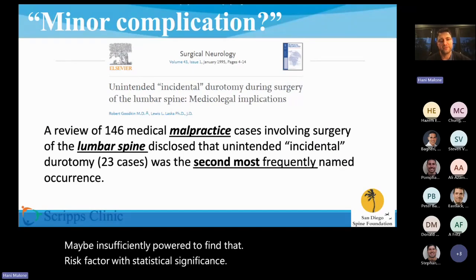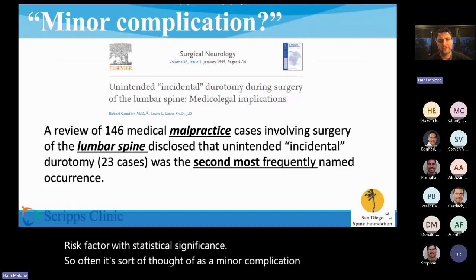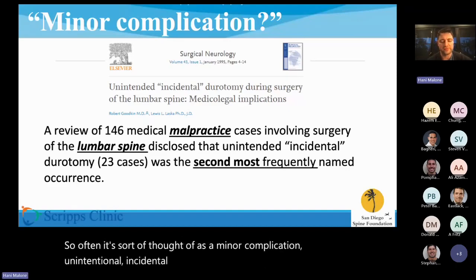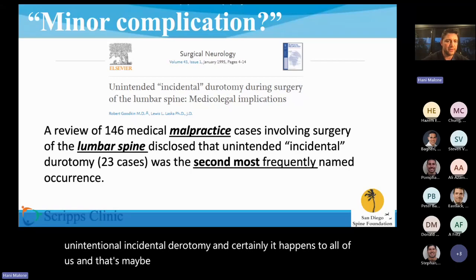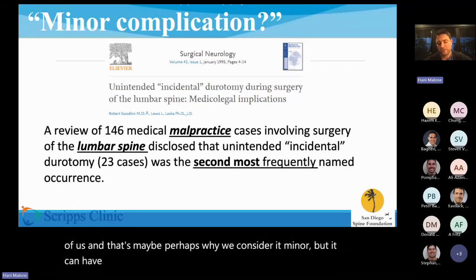So, often it's thought of as a minor complication, unintentional, incidental durotomy, and certainly it happens to all of us, and that's perhaps why we consider it minor. But it can have pretty dramatic consequences, both medically and legally in this instance.